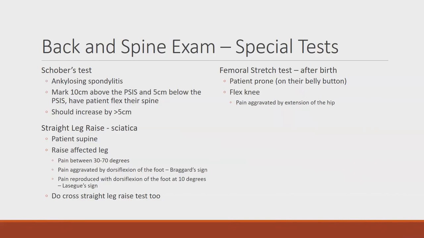It's basically pain between 30 and 70 degrees of hip flexion. And then Lasègue's sign is when you dorsiflex the foot at around 10 degrees, and that causes sciatica-type pain. And when you're doing a straight leg raise test, do the cross straight leg raise test. I don't really know how this works, but apparently when you lift the right leg, it causes pain in the left leg if you've got sciatica there. I don't know how it works, but apparently it does. And it's in our clinical skills books, so know it.